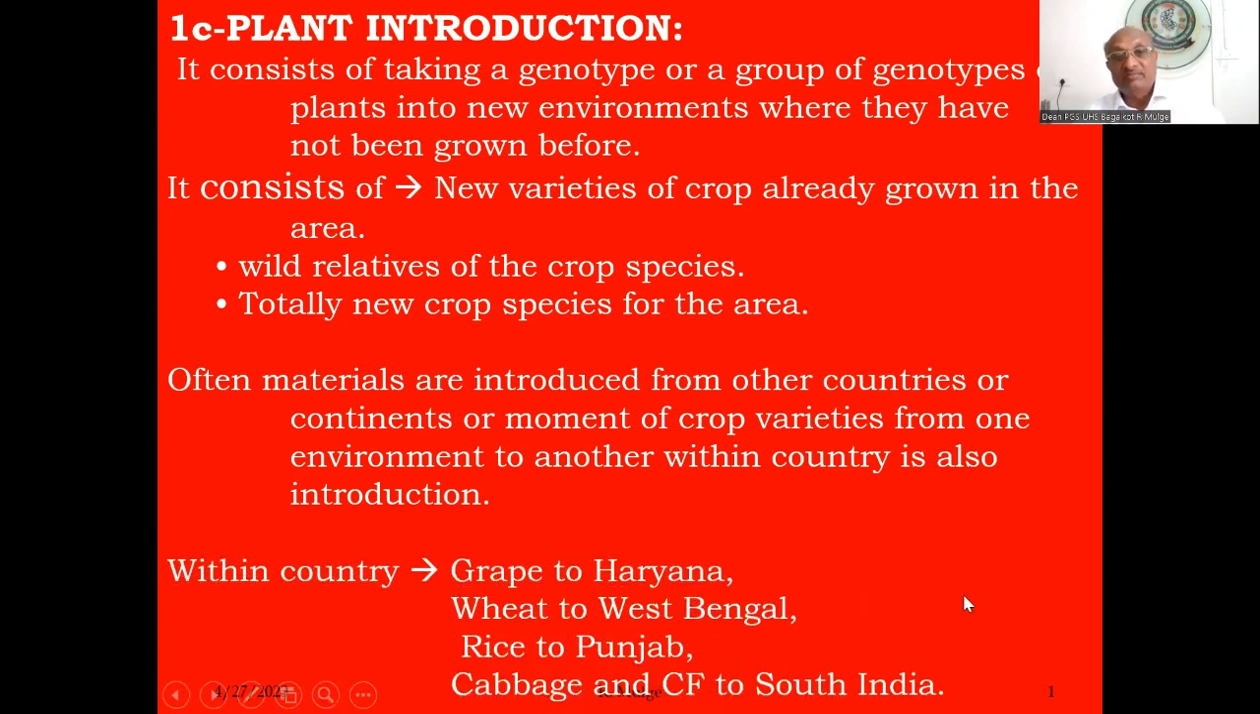Within a country we have examples like grape to Haryana. Earlier it was grown in South India or other states. And wheat to West Bengal, which was only a rice bowl at that time, but later it was introduced. Rice was also introduced to Punjab. Cabbage and cauliflower are temperate crops, but they were introduced by the Britishers from north to south. The south is the part of the country with a warmer climate. So the introduction of cabbage and cauliflower to the south is also referred to as introduction.